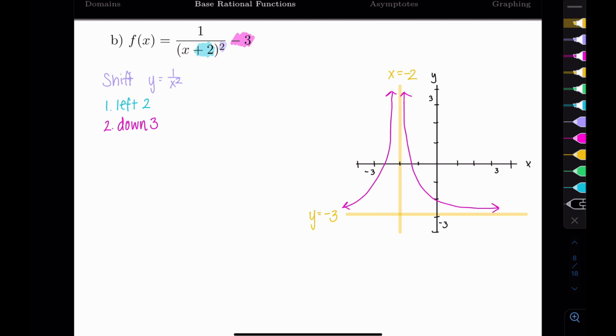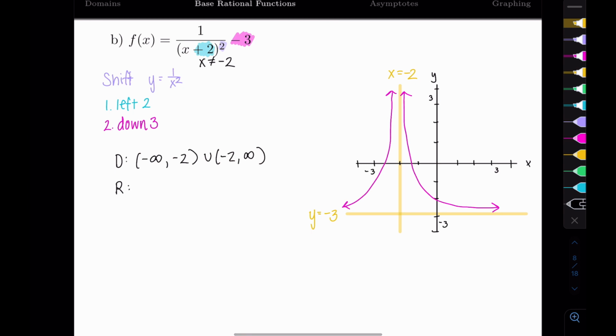Okay. And then for our domain, our problematic value is -2, because again, that's that vertical line we hug. This is -infinity to -2, and then -2 to +infinity. And in this case, because we did shift this down, our range starts at -3 and goes to +infinity.